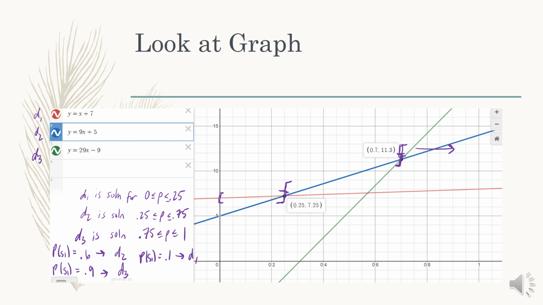So we can take just a general probability, that P, and we can manipulate everything to say, when is D1 the solution? When is D2 the solution? When is D3 the solution? And now we have those values.